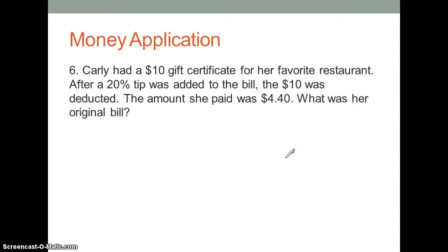All right, here's a money application problem that I want you to pause the video and read. See if you can set up the equation and then solve for it. On this one, whatever variable you get, such as x, it should have been $12. Your final answer, her original bill was $12.